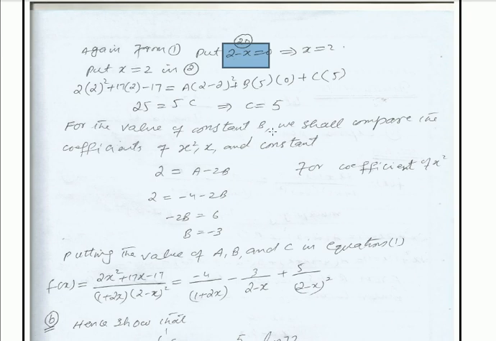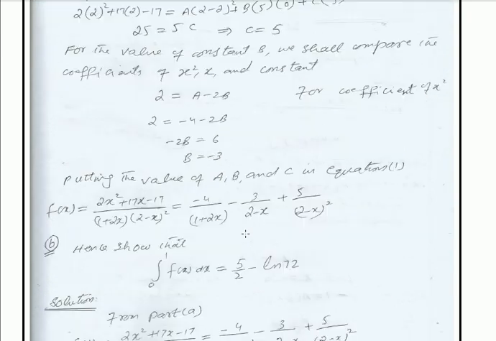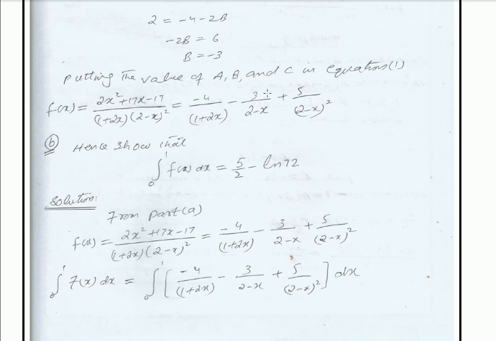For the value of the constant B, we shall compare the coefficients of x squared, x and the constant. When we compare the coefficient of x squared on the left hand side and right hand side of equation 3, we get 2 equal to A minus 2B. After simplification we get B equal to minus 3. So putting the values of A, B and C in equation 1, we get (2x squared plus 17x minus 17) over (1 plus 2x)(2 minus x) whole squared equal to minus 4 over 1 plus 2x minus 3 over 2 minus x plus 5 over (2 minus x) whole squared.